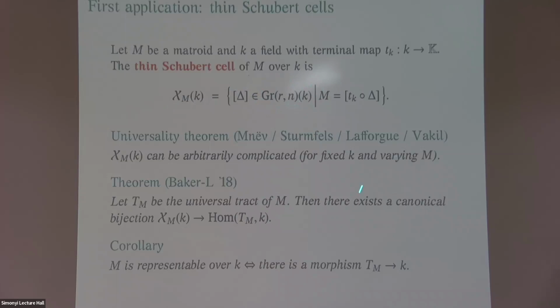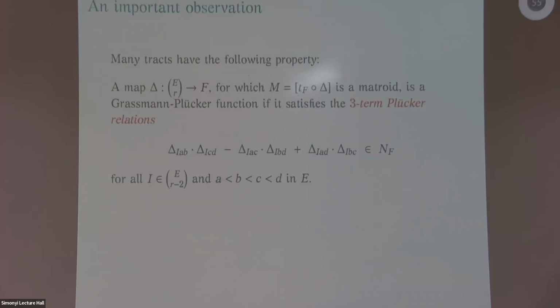Otherwise, in the logic of bands, let me explain one last twist and get back to Los Vernes. So there's an important observation. Universal tract is complicated, but we can simplify it because many tracts have the following property.